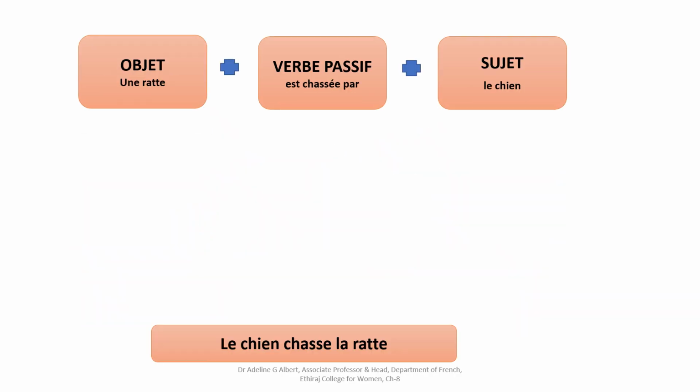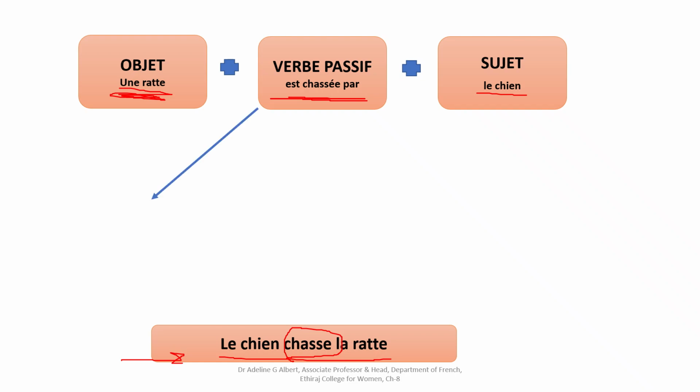Let's look at it once again. Une rat. I've made it feminine here. Same sentence we saw in the previous slide. It's feminine now. Une rat est chassée par le chien. So the active sentence will be, at the bottom, can you see it here at the bottom? Le chien chasse le rat. La rate comes at the end. Le chien and the rat change positions. And the verb, the active verb, one word, has become three parts.